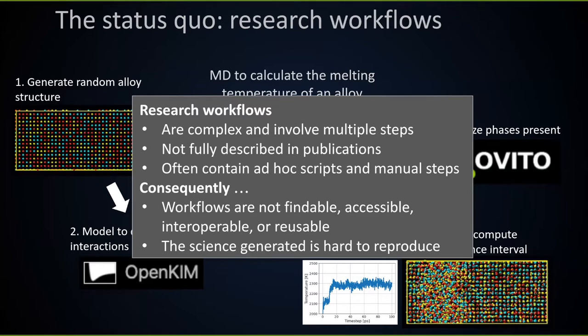Okay, so as we've highlighted by this example, the workflows are complex and typically involve multiple steps. And what often happens when you come to publication time is the detail in the steps is often lost. You may concentrate on the simulation part or on the results part, and the other pieces may get lost, which makes it hard to reproduce. And as it says here, the science that's published is often hard to reproduce.